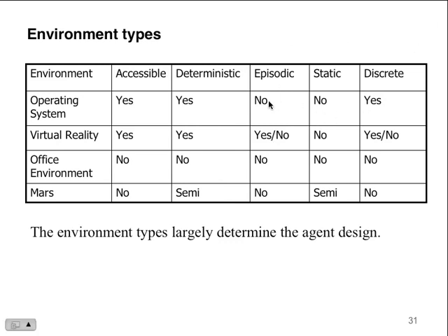And so episodic, operating systems, no, they're not very episodic. They're not very static. They're very dynamic. Discrete, yeah. Deterministic, yeah. Accessible, yeah. Office environment, accessible, not always, not for everything. Mars, semi. So the semi in here is basically saying it could be yes, could be no, could be sometimes. So the way that you describe the environment is going to be based upon the criteria that you're picking. These are main categories of environmental factors.